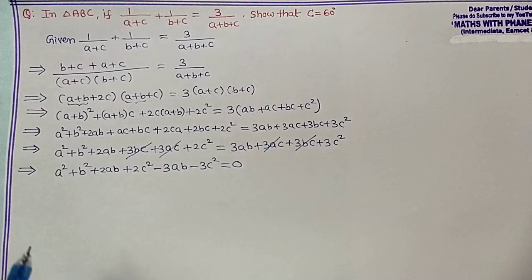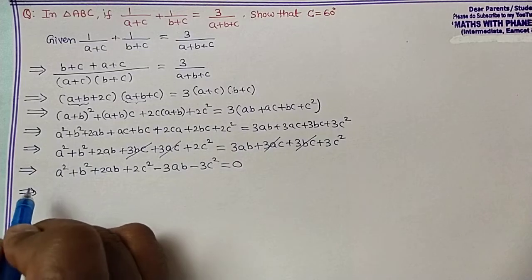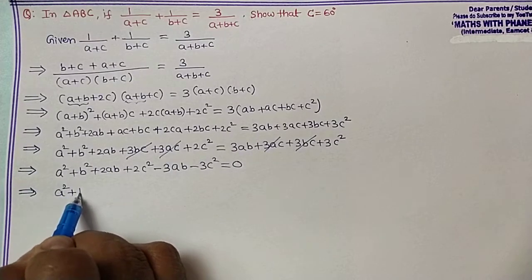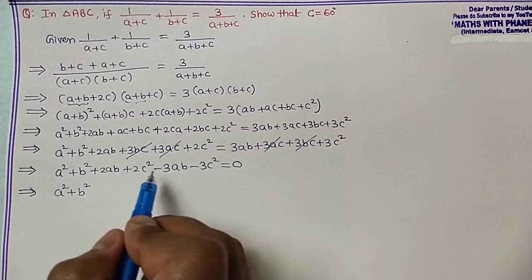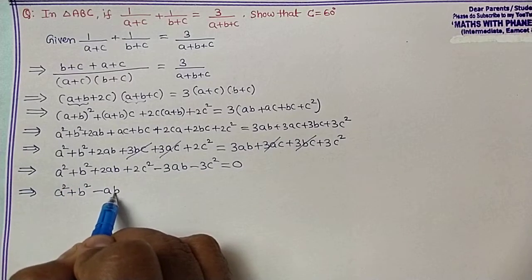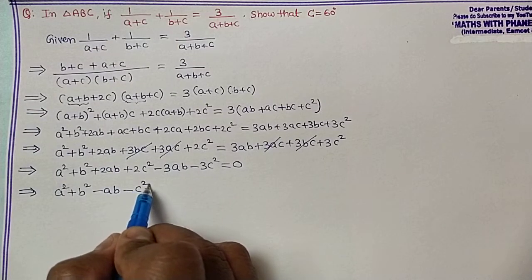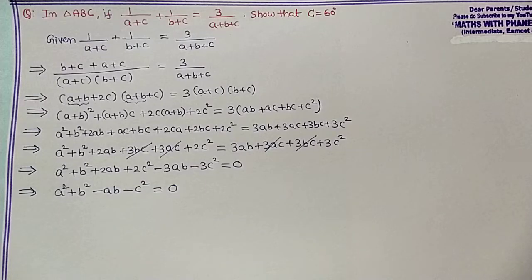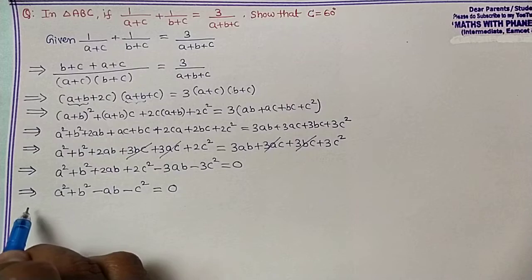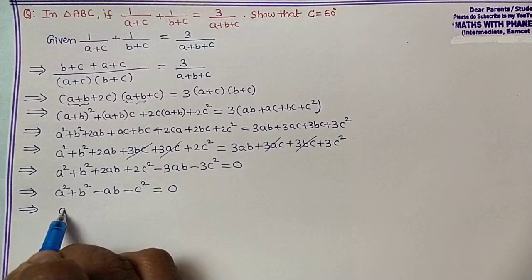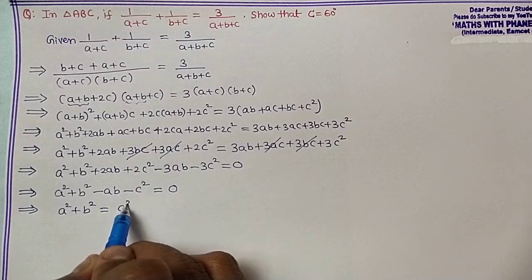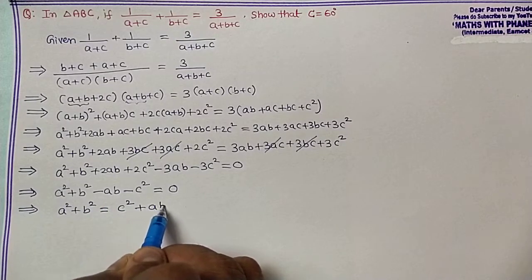Now a square plus b square, 2ab minus 3ab, minus ab, minus c square is equal to 0. 2c square minus 3c square. Now what we are doing, sorry, a square plus b square equal to, these minus values I am taking this side, c square plus ab.